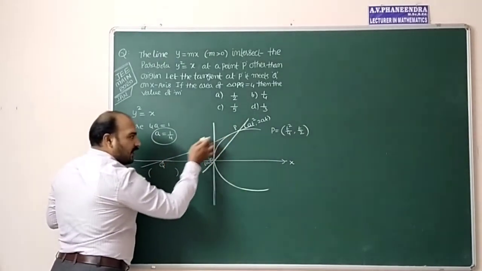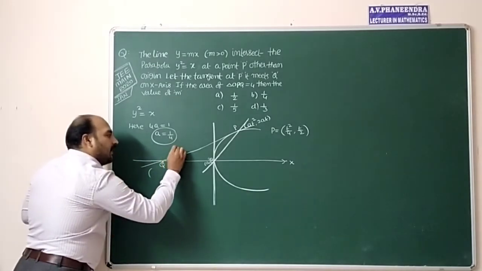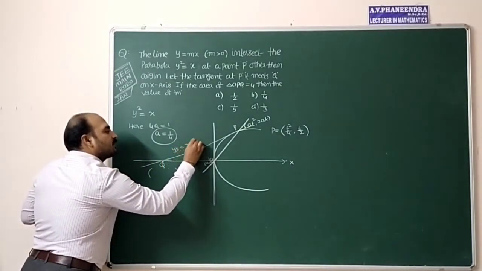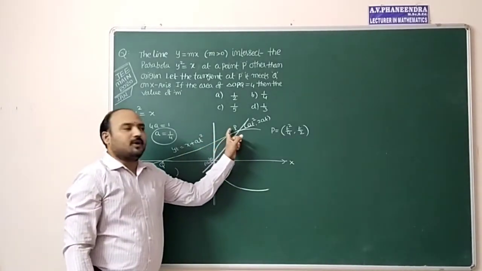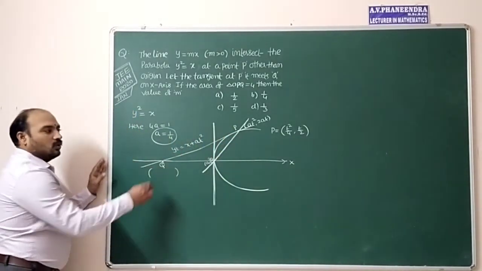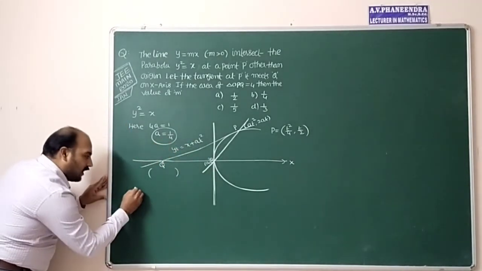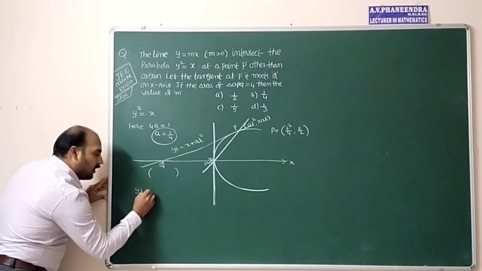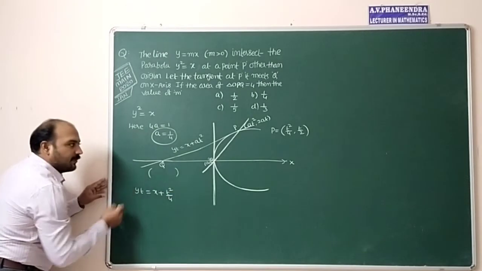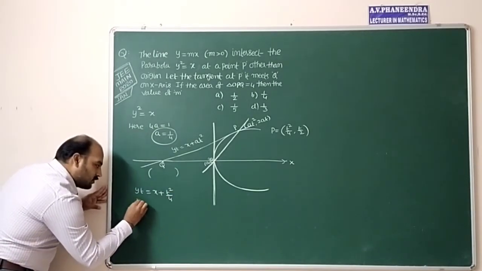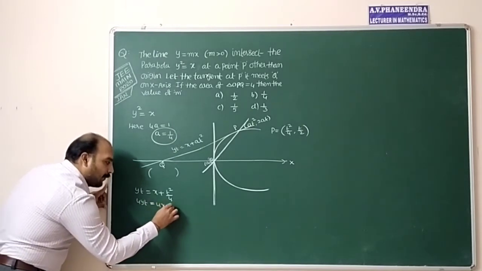Now, this is the equation of the tangent. What is the formula for the equation of the tangent? yt is equal to x plus at square, which is the formula for the equation of the tangent at the parametric point P of t. Whenever a is there, you have to replace it with 1 by 4. Therefore, this equation becomes yt equal to x plus t square by 4. By taking LCM and simplifying, it becomes 4yt is equal to 4x plus t square.